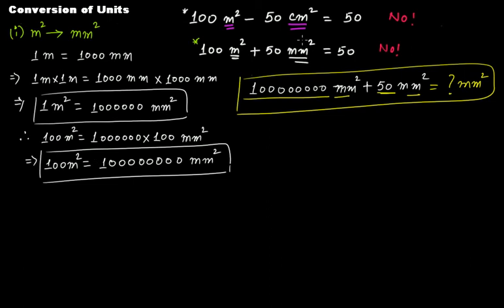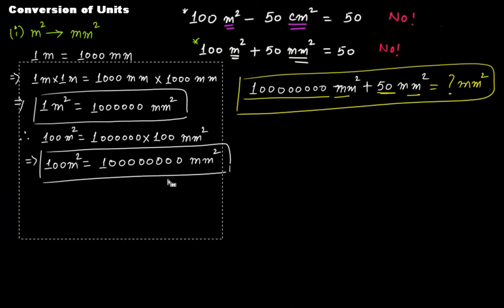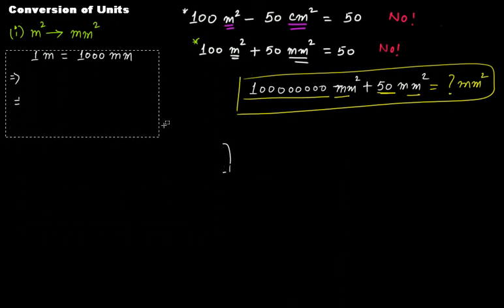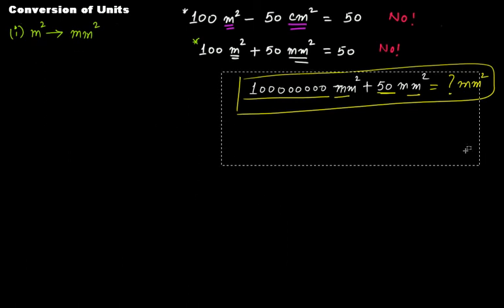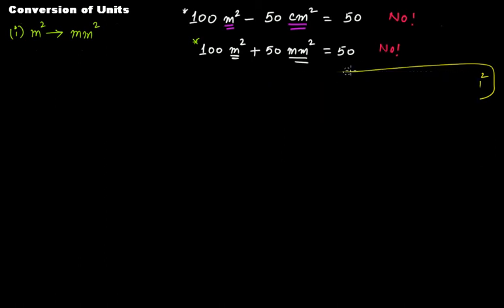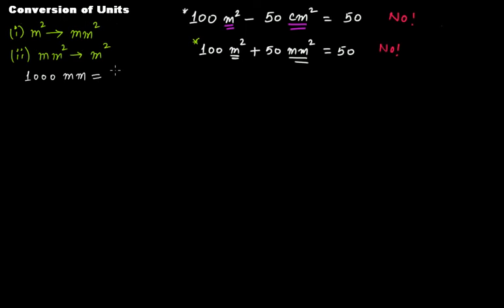Now let's convert millimeter square into meter square. So the second part is changing millimeter square into meter square. Now 1000 millimeter is equal to 1 meter, right?